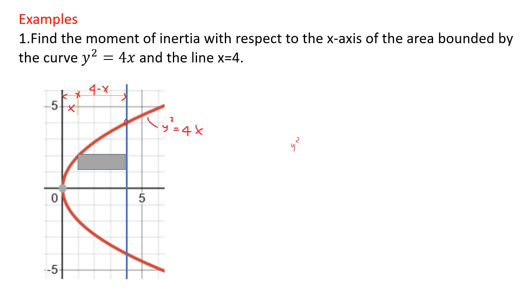Find the moment of inertia with respect to the x-axis of the area bounded by the curve y squared equals 4x and the line x equals 4. So this one, y squared equals 4x. This line is x equals 4. Then you have that one, 4 minus x. Then you have this one, x. This one is dy. So, solution.